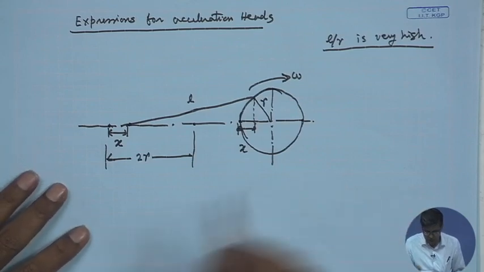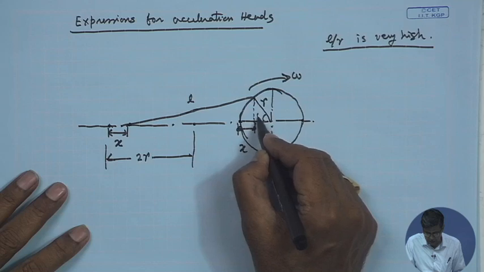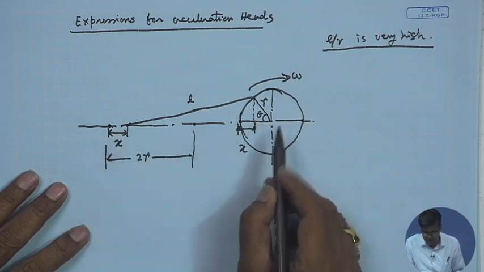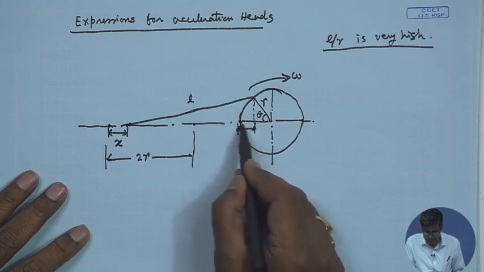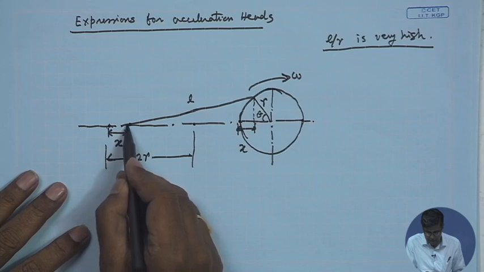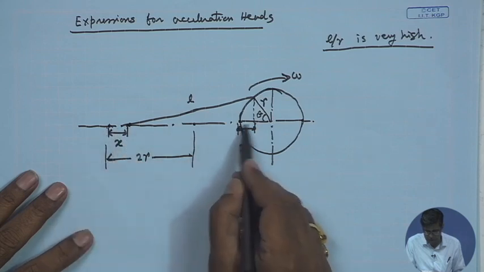Now, if we consider that at any time t the crank has rotated at an angle theta with this direction axis, then if this is the displacement x, this is also x, that means the piston has moved from its inner dead center position to a distance x, which is given by this.